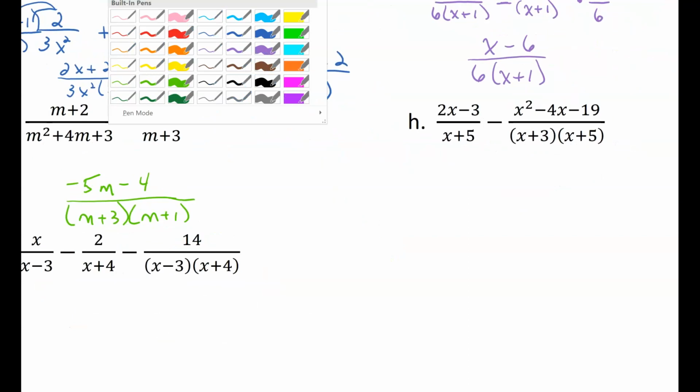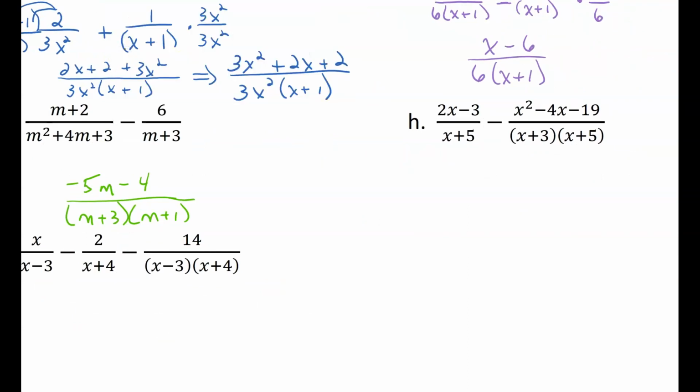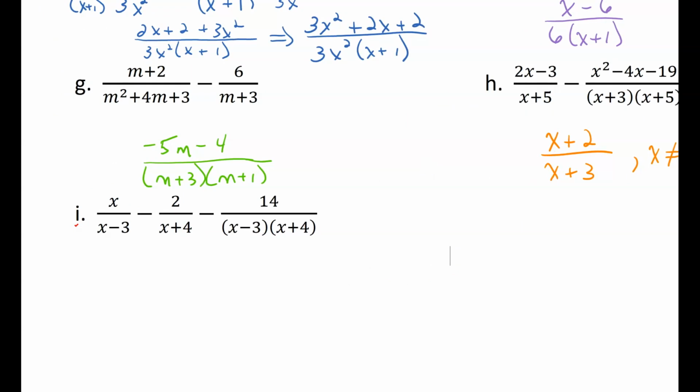H was also a little bit of fun. We get x plus 2 over x plus 3. And what do we have to do in this one? X does not equal negative 5. Beautiful! Oh, and I was also a lot of fun, yes? What do we end up with? X minus 2 over x minus 3. And x does not equal negative 4. Beautiful. Okay.